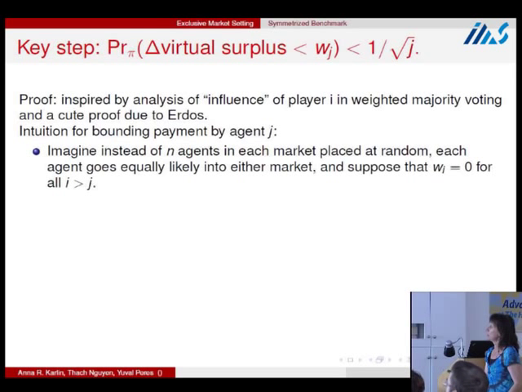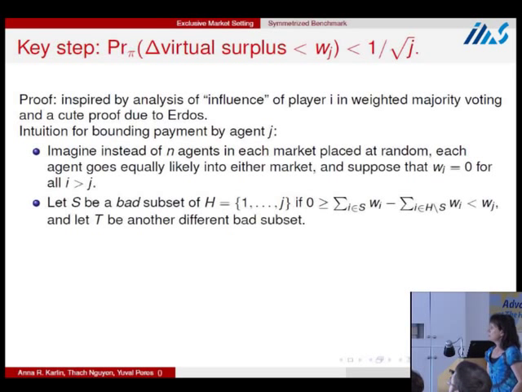Again, I'm going to do this in a special case where the n agents are placed equally likely into the two markets, and all the values below Wj are 0, just to make this really simple. So we'll say a subset S of the top j voters is bad if their weighted sum is more than the weighted sum of the rest, and they can swing the election in the sense that the difference in the sum of the weights is less than Wj. This is the case where player j is going to get paid a lot, when this difference is less than Wj. And suppose T is another different bad subset.